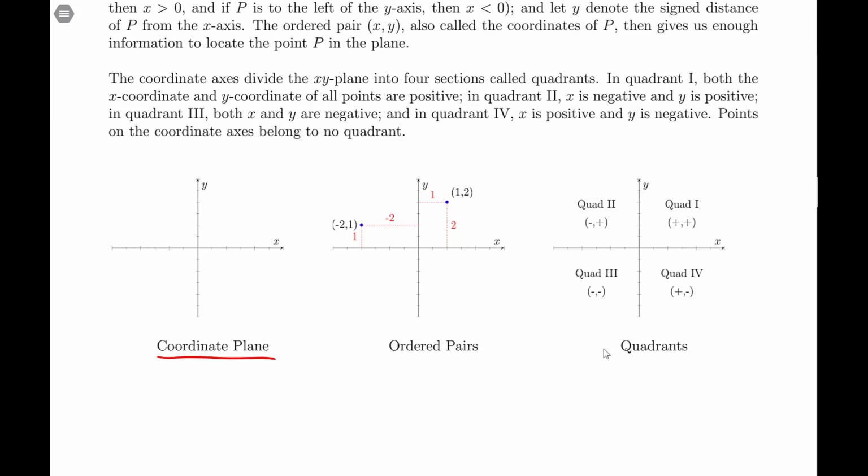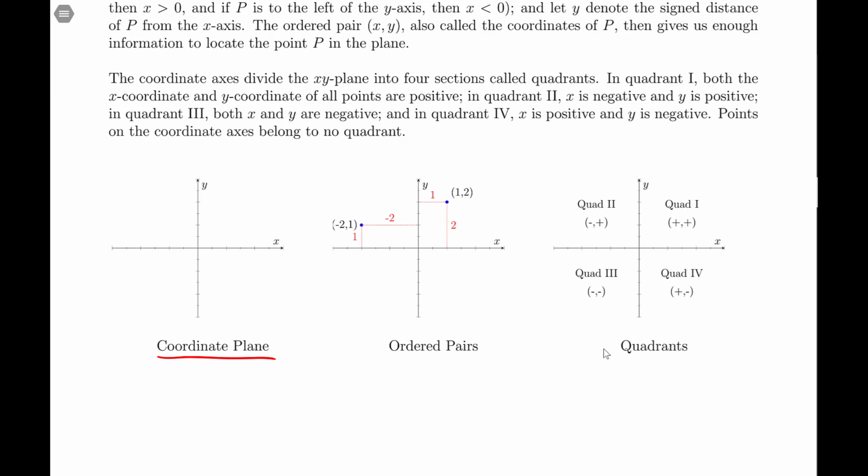When we have a point on the coordinate plane, we call that point an ordered pair because it has an X value and a Y value. It gives it kind of an address in the coordinate plane. And you can see that here in the middle of the screen.